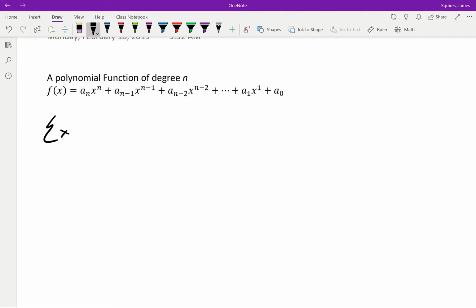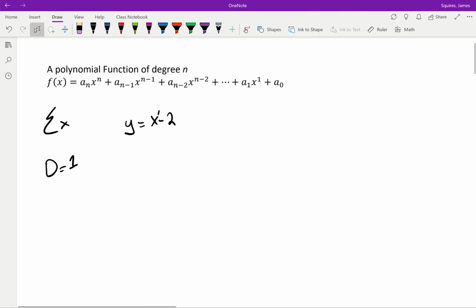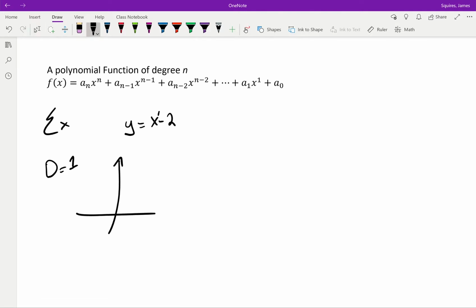So let's say we have the equation y equals x minus 2. And what is the exponent value of our x term? Well, there's an implied 1 here. So that is why we call the degree of this function 1, because that is the exponent value of our x term with the largest exponent value. And if we wanted to graph this, that would just look something like that.